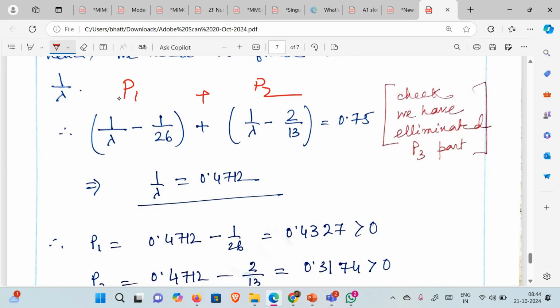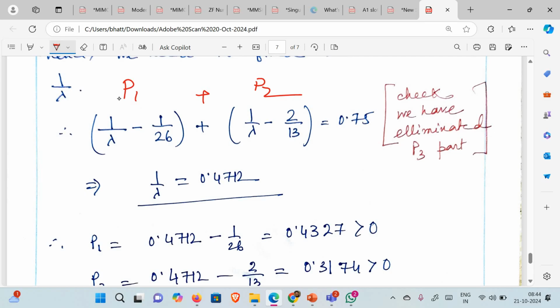Am I clear with this, everyone? P3 we are substituting is 0 because it came as negative from the calculation that we have done. So we have to recalibrate our 1 by lambda. How are we going to do it? We are substituting again the two equations of P1 and P2 and ignoring P3 because we have excluded that from our calculation, keeping that equal to 0.